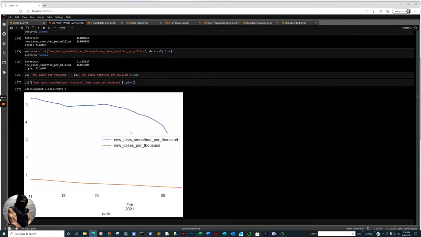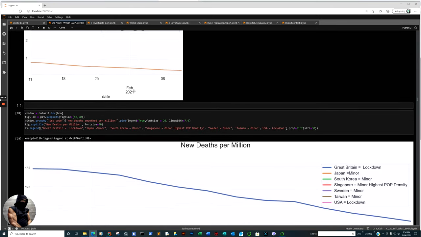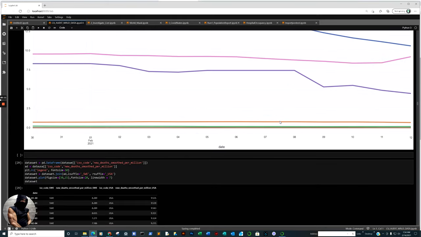Here we are, new tests smoothed per thousand. This is basically in the U.S., where you'll see less testing, but yes, even fewer cases, while the rest of the world goes the other way. Here we are, new deaths per million.